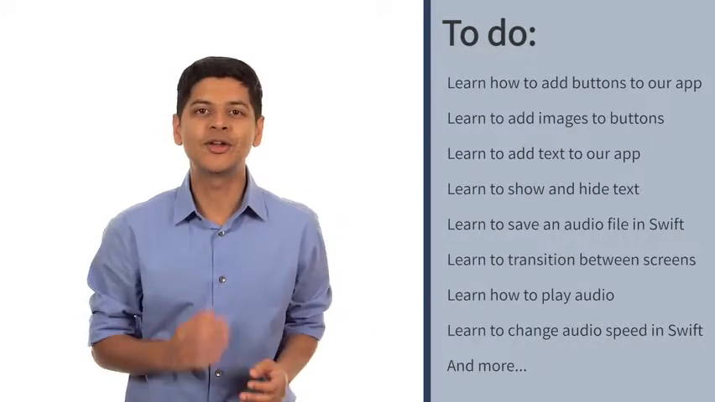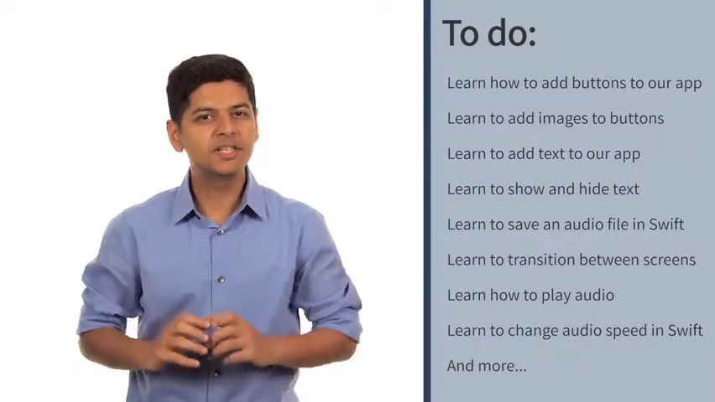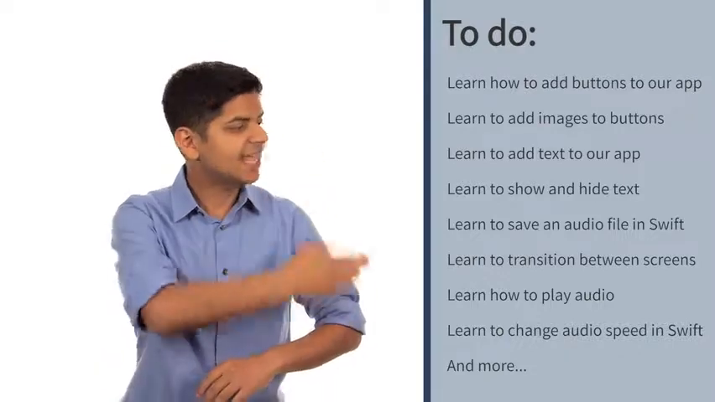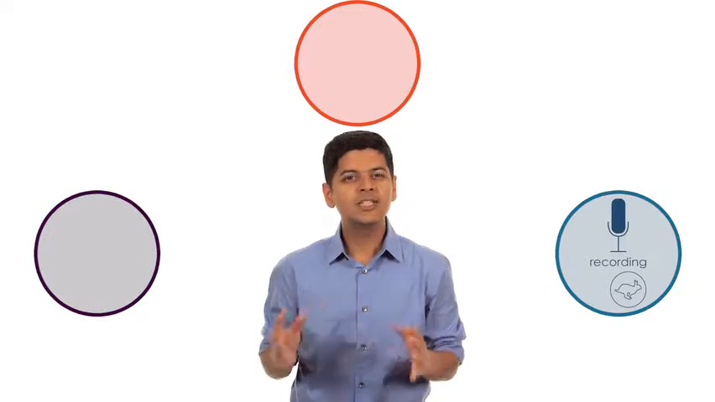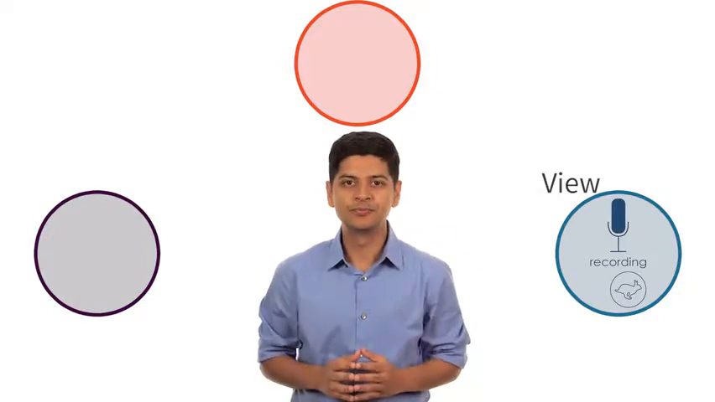Clearly, there is a lot going on here. But for the sake of simplicity, what I want to do is categorize these ideas into a few buckets. For instance, ideas like how to add buttons and how to add text, they are all a very visible part of the app. Let's call this category View.